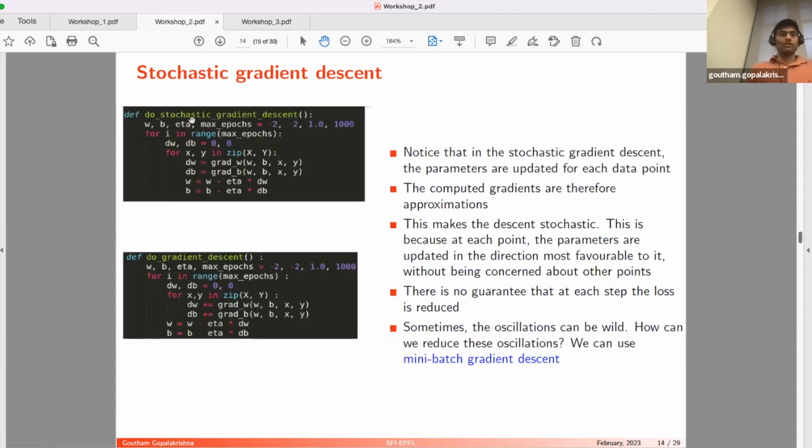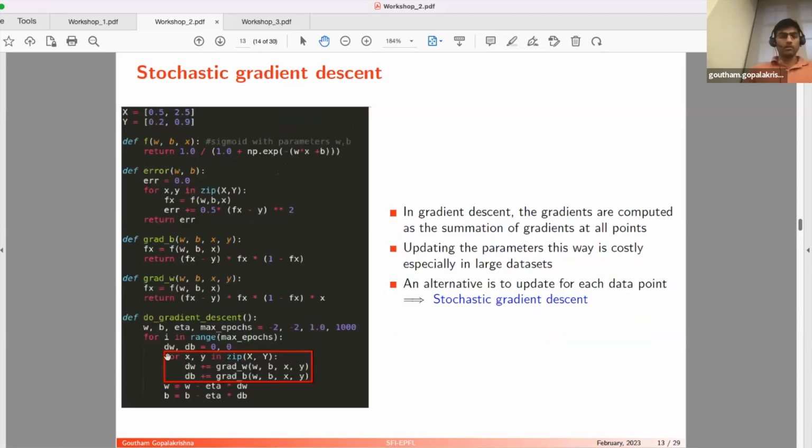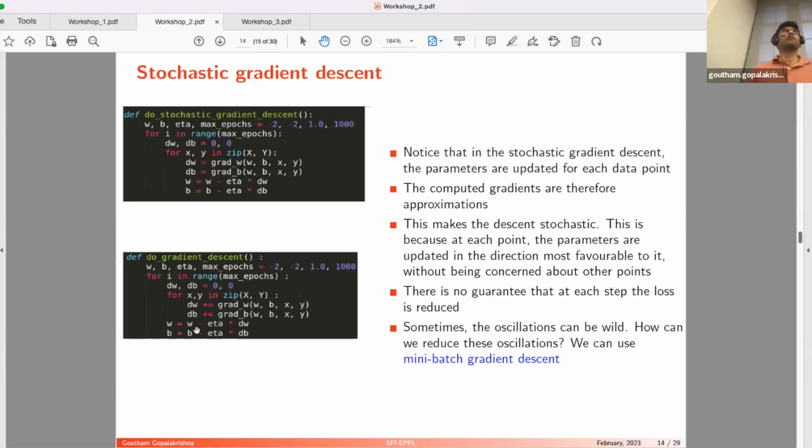The improvement in stochastic gradient descent is a very simple change. All you're doing is pushing these updates into the inner loop here. When you push those updates in the inner loop, you're updating these parameters very frequently. For each observation that you see, you compute the gradient and you update the parameters.